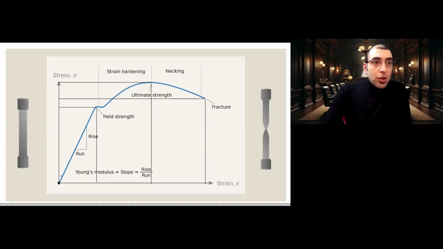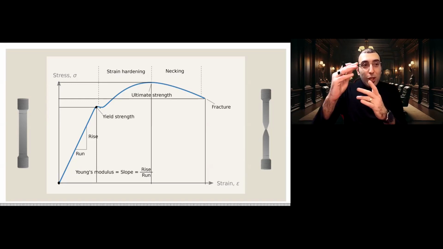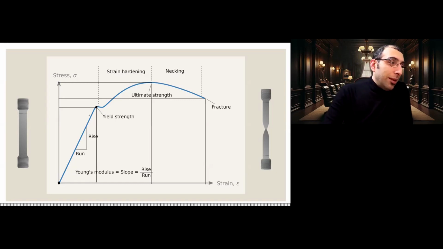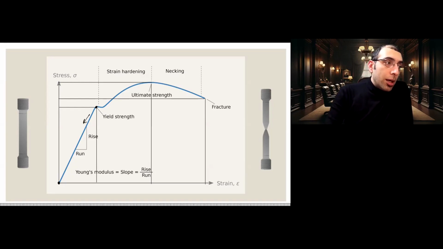And then we start pulling. So we first go up this linear relationship until this point, where we have elastic deformation. Before this point, if you unload, it will go back to its original length. It will go back along this line, back to its original length. But once we are here, then we are entering plastic deformation.